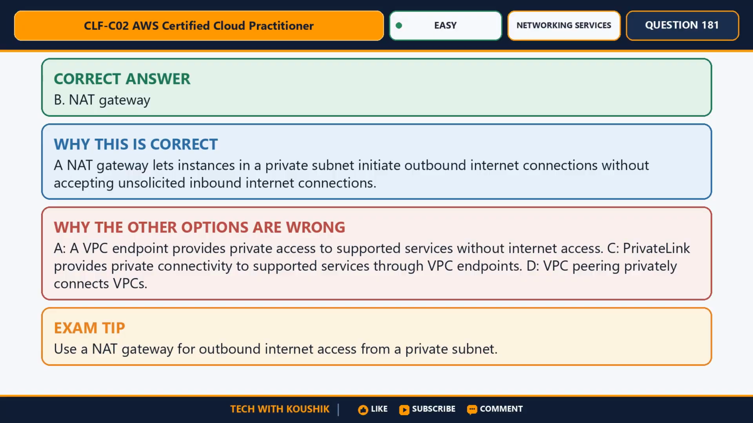The correct answer is B, NAT gateway. Here is why. A NAT gateway lets instances in a private subnet initiate outbound internet connections without accepting unsolicited inbound internet connections. Why are the other options not correct? A. VPC endpoint provides private access to supported services without internet access. C. PrivateLink provides private connectivity to supported services through VPC endpoints. D. VPC peering privately connects VPCs. Exam tip. Use a NAT gateway for outbound internet access from a private subnet.